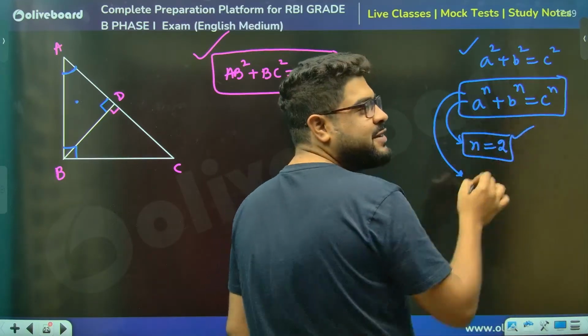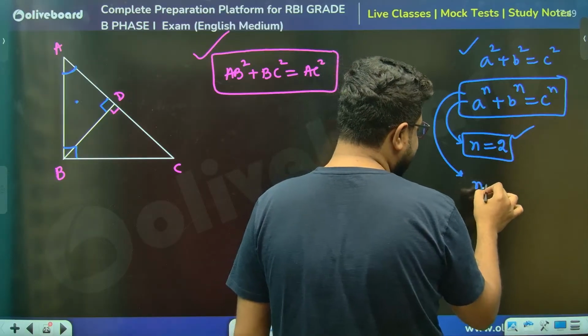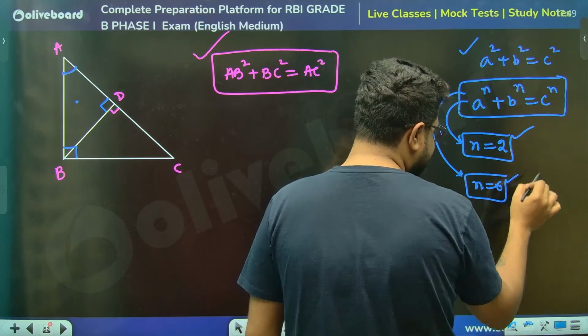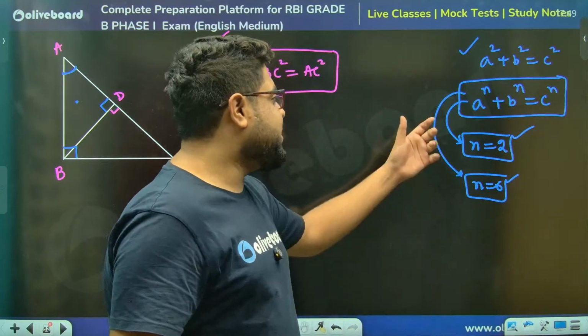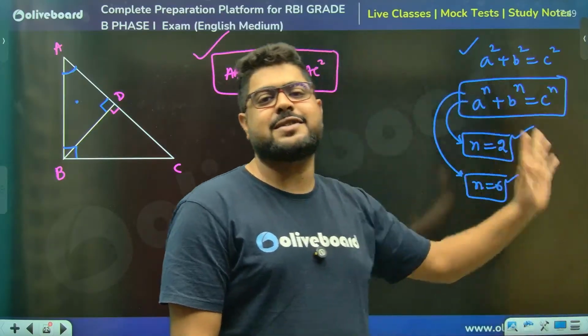So Ramanujan even tried this. Ramanujan went as high as n equal to 6. Remember, so a to the power 6 plus. So again, all are rational, like number system.